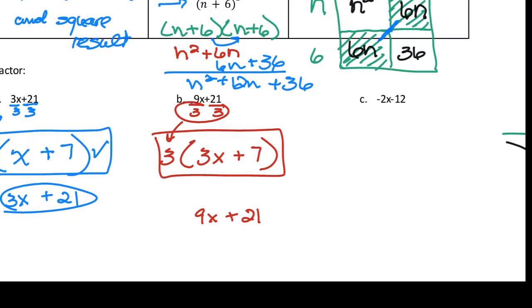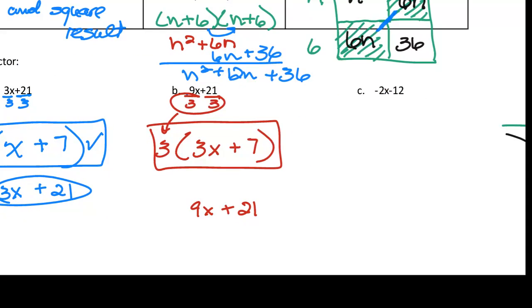And what if your first value is negative? What do I need to do there? Make sure you factor out that negativity, right?